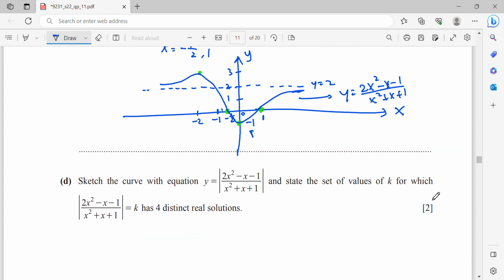Right? So now part D, sketch a graph with the equation now with the modulus. It means that you have to flip the negative part, and state the set of values of k for which the modulus graph equals k has 4 distinct real roots. Alright, so now I will copy back this graph, but I will flip this negative part. It means that instead of 0, minus 1 being the minimum point, it now becomes a maximum point.